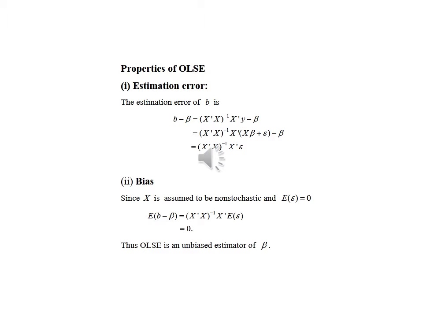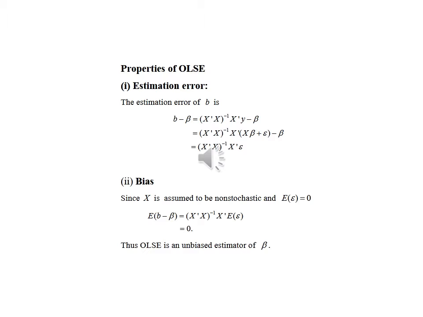Properties of the ordinary least square estimator. Estimation error. The estimation error of b is b minus beta equals (X'X) inverse X'y minus beta, which equals (X'X) inverse X'(X beta plus epsilon) minus beta. The final result is (X'X) inverse X' epsilon. This is the first property, the estimation error.